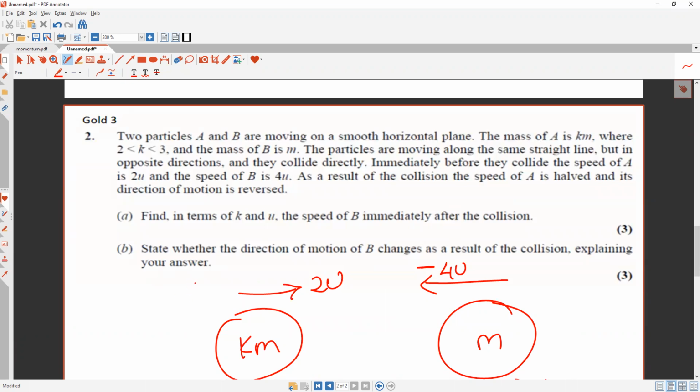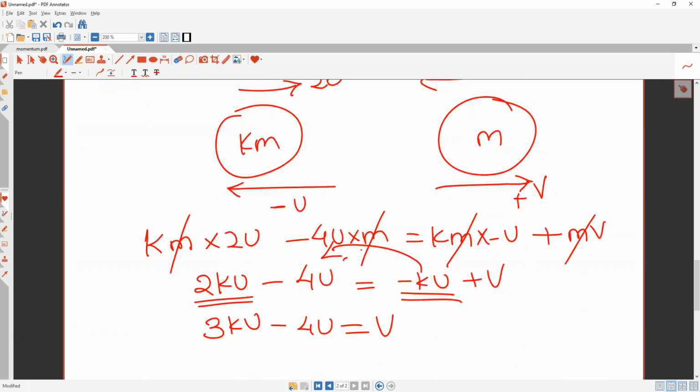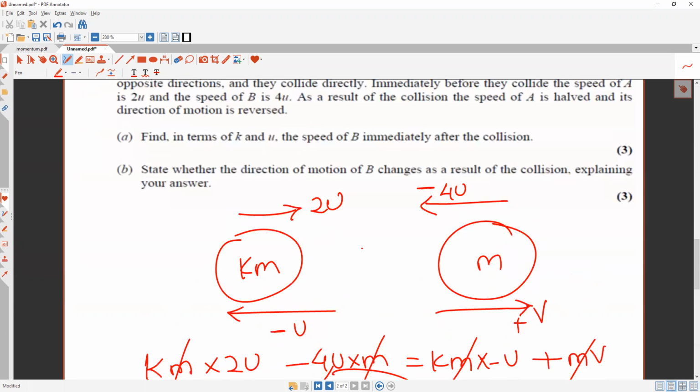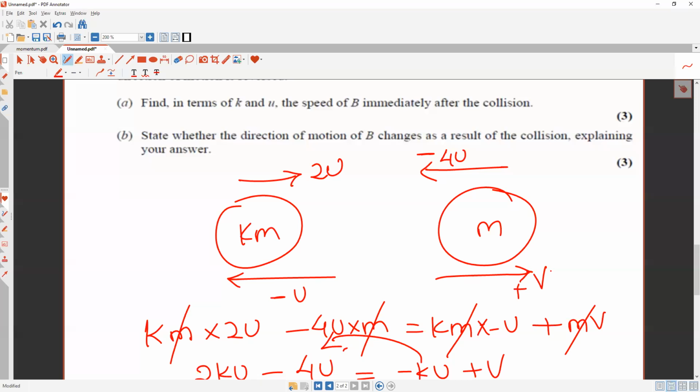এরা বলতেছে state whether the direction of the motion B changes as a result of the collision, explaining your answer. Okay, I don't know how to explain this, but I will say yes, it does change. It does change because what? In the assumption, in the calculation, the V is positive. In the calculation, in the formula আমরা কি করছি? V কে positive side এ নিছি, and the answer was also positive. So therefore it changed the direction.